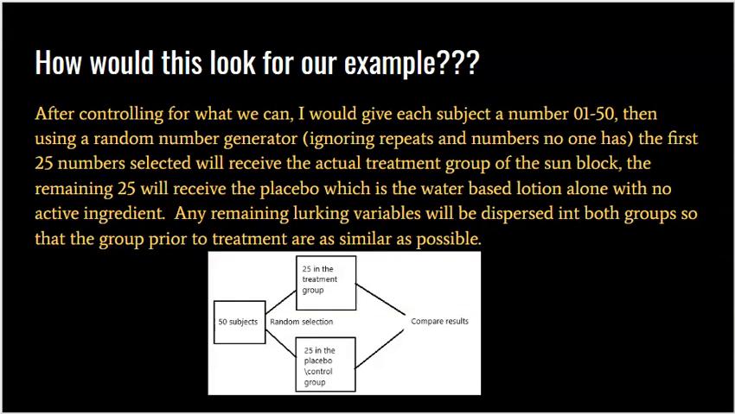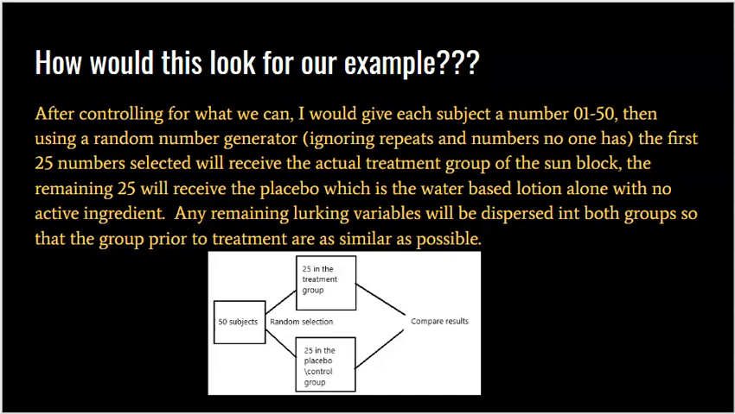Well, here's what I wrote. I think this is a great explanation. After controlling for what we can, again, time in the sun, everybody gets an hour. Amount of lotion, everybody gets 2 ounces. Where do you put it? On your forearms. All right, after I control for all that junk, I would give each subject a number, 01 through 50. Those are my 50 subjects.